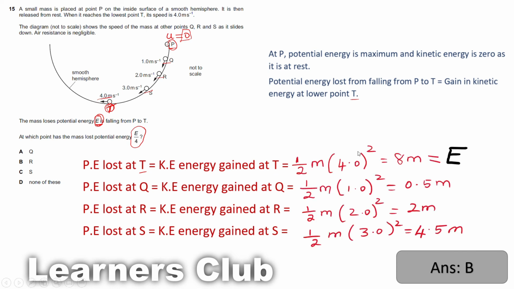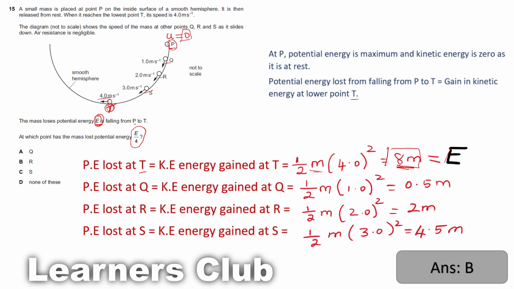So that's going to be half. Let me consider the mass of the small object as m. The loss in the kinetic energy, so the entire velocity at the moment at t is 4. Half m 4 square becomes 8m. Now this is the value of your E.